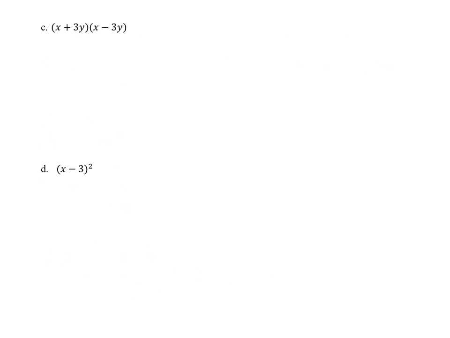Let's do some more multiplication using the FOIL method. So we're going to do x times x is x squared. X times a negative 3y is a negative 3xy. Now we'll do the second term through here. Pull it through. We get a positive 3xy. And 3y times a negative 3y is a negative 9y to the second.